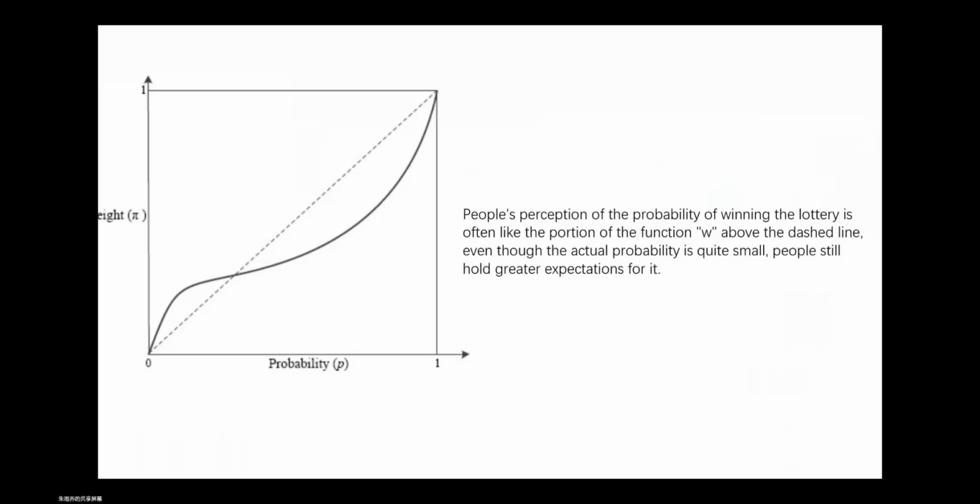And this aligns with the characteristic reflected in the probability weighting functions here, where people psychologically exaggerated the probabilities of highly unlikely events. And in this graph, we can see the portion of function W above the dashed line. And that part is the actual probability is quite small, but people still hold high expectations for it. And I found the topic quite fascinating.